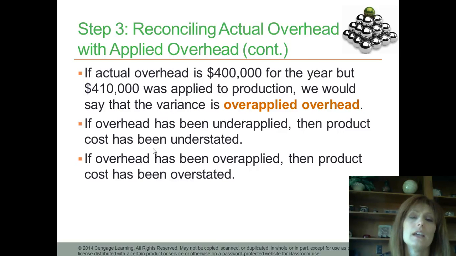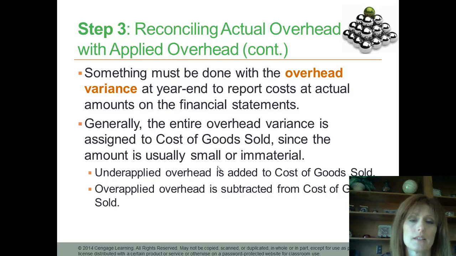If my overhead was $400,000, but I applied $410,000, I applied $10,000 too much. I had over applied overhead. So if I'm under applied, my costs are understated. If I'm over applied, my product costs are overstated. And obviously, if I've been making decisions based on those costs, I might be off a little bit. So my goal is always to get these as close as possible and to keep improving every year with how I estimate so that it's as close to reality as possible.